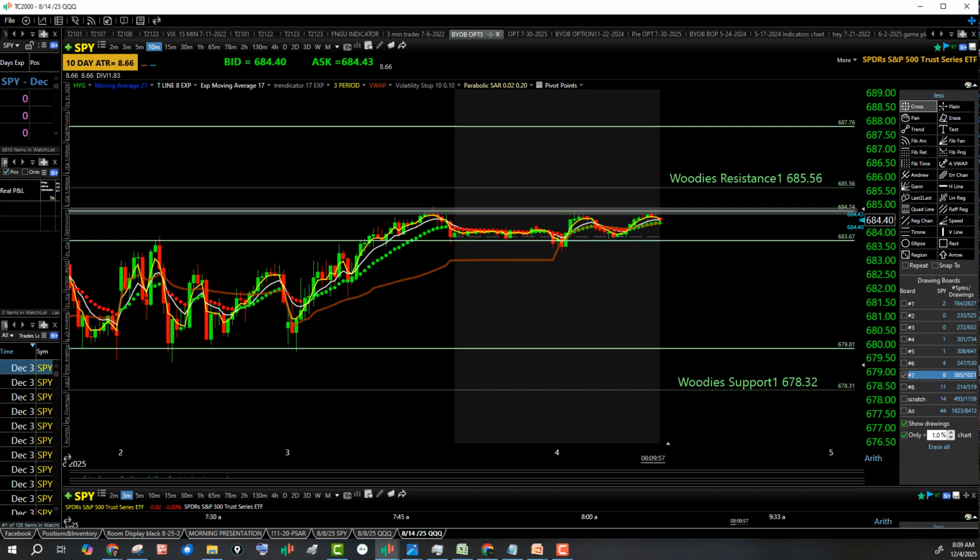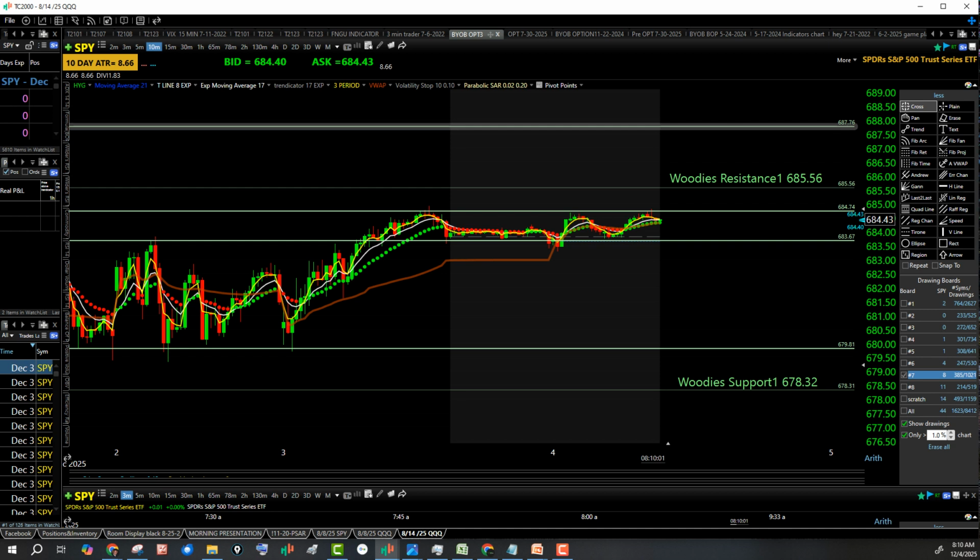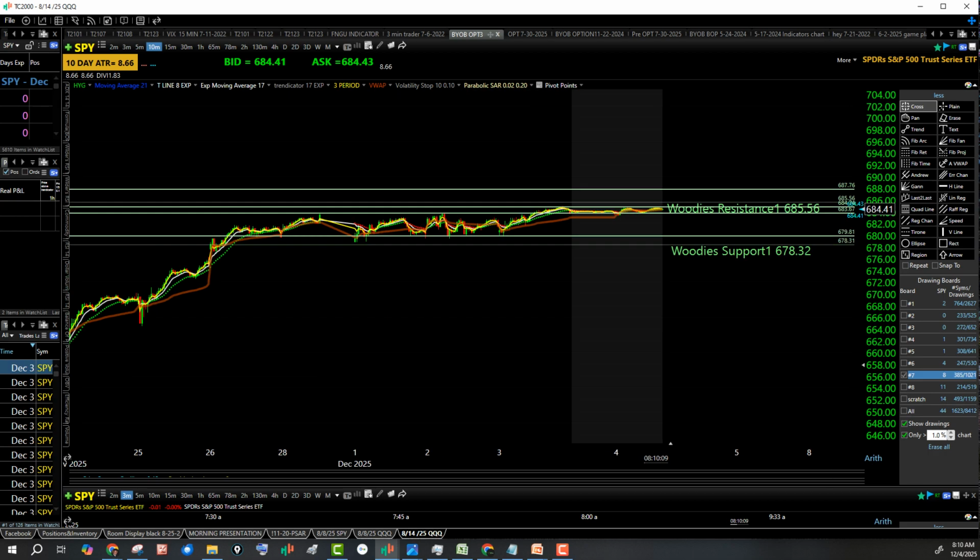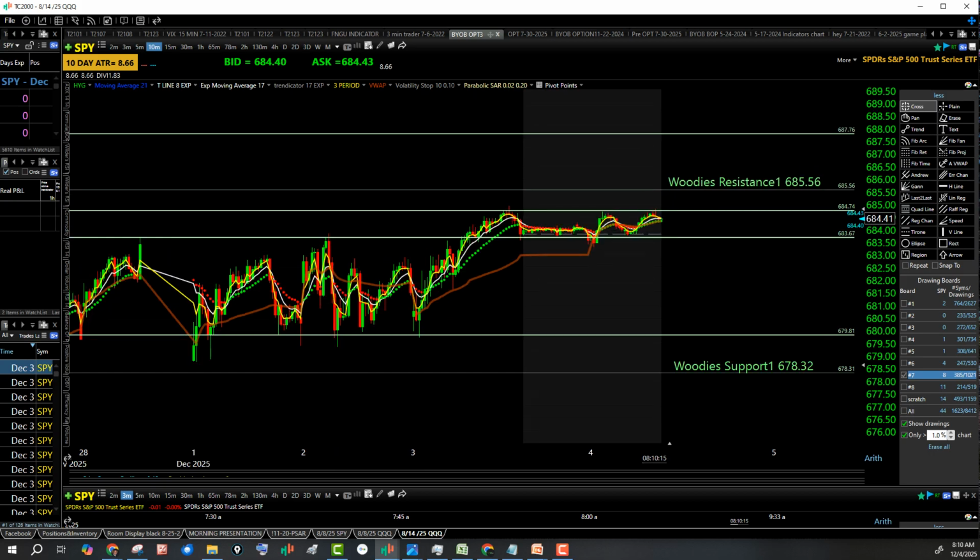And another 10-minute uptrend to initiate and resume and hopefully climb up to this 688 area. And then I would look for probably more consolidation like this up there. That's what I'm looking for. We'll see what happens. But that's my plan this morning. So there's SPY on the 10-minute in the pre-market.